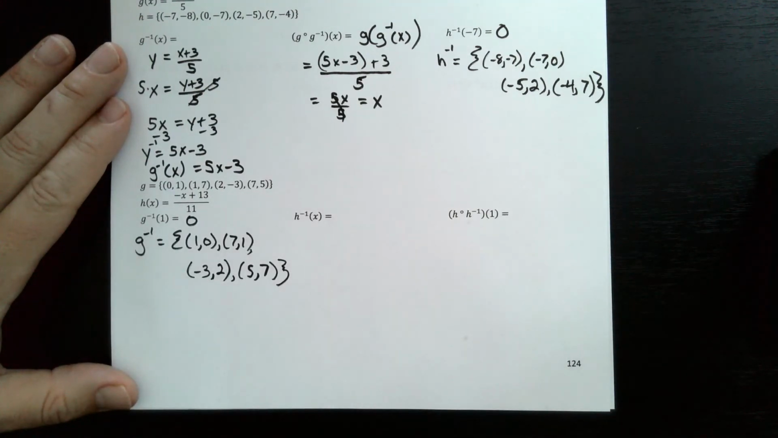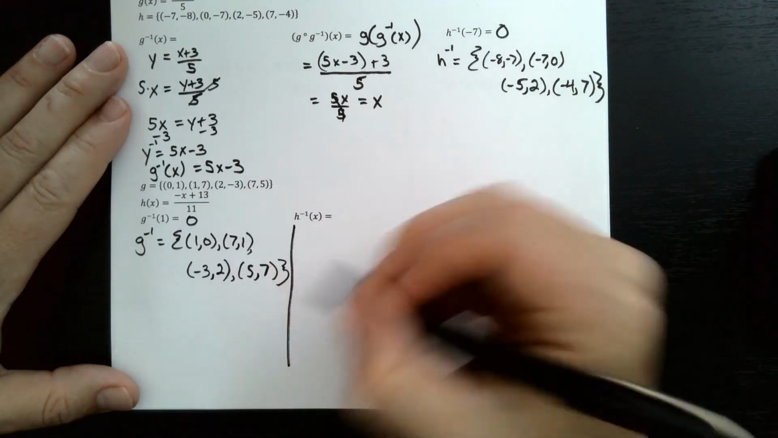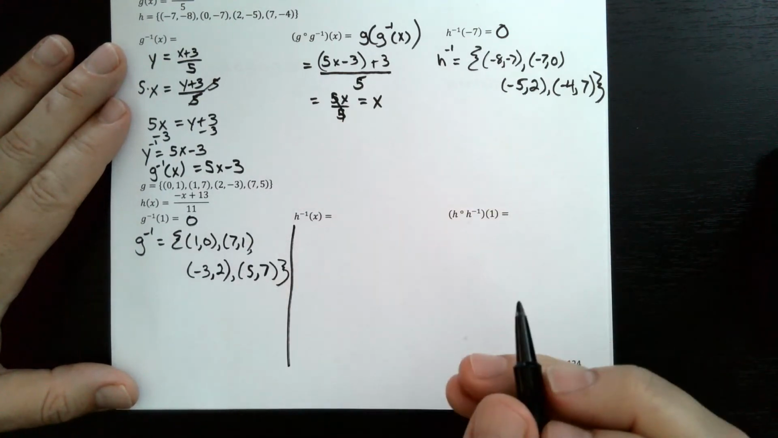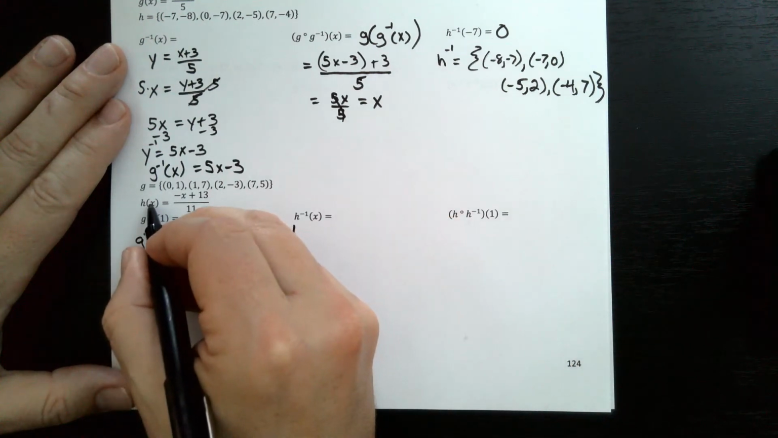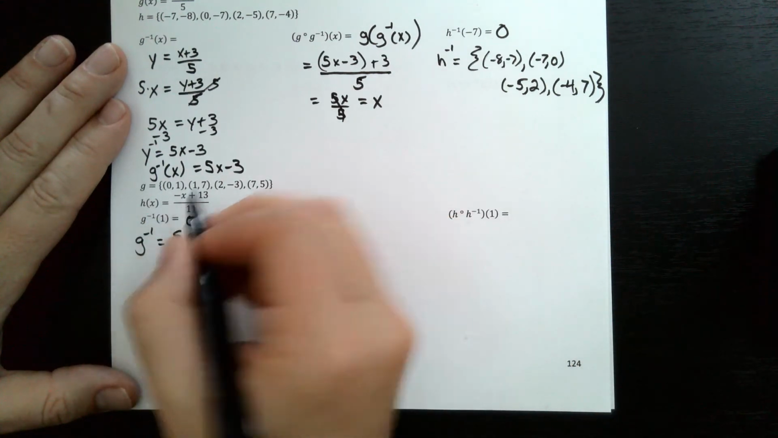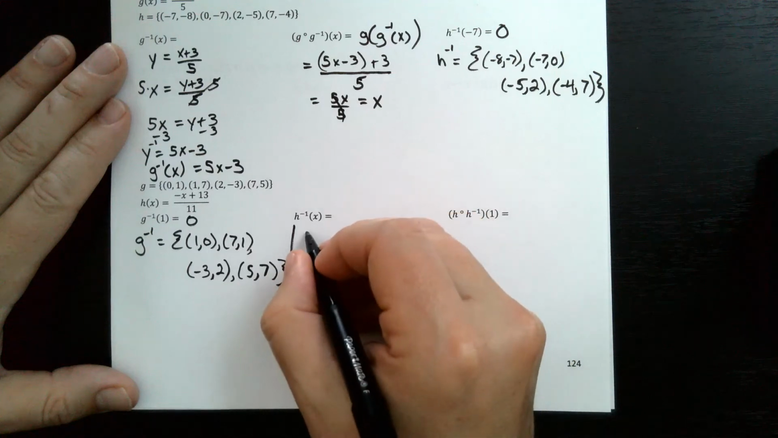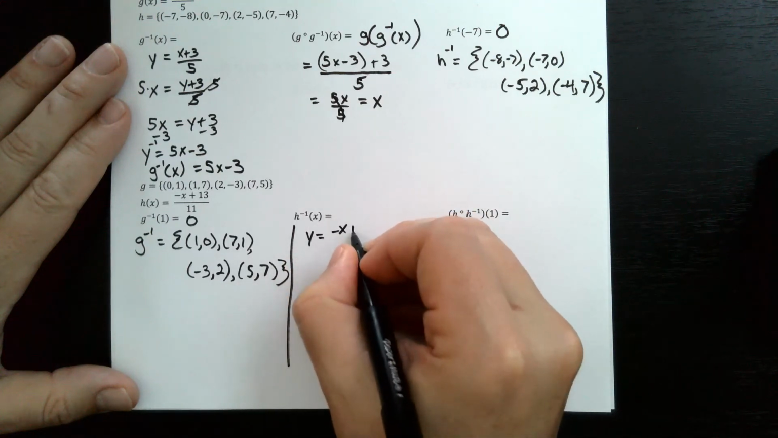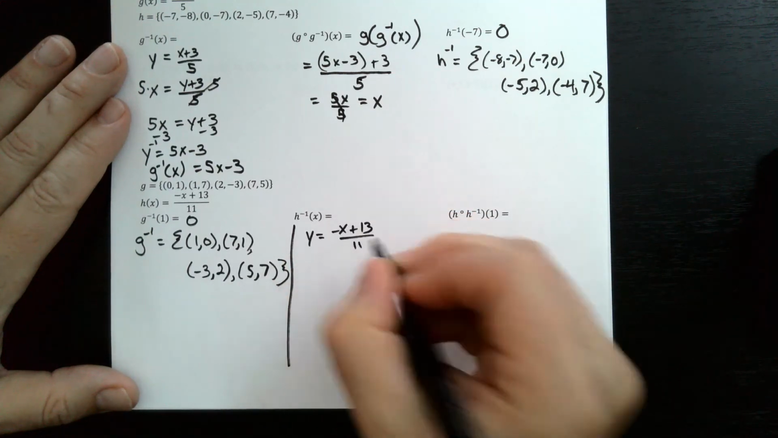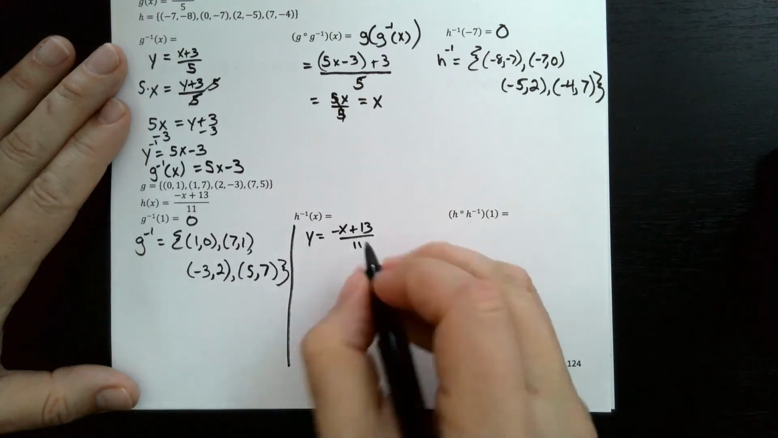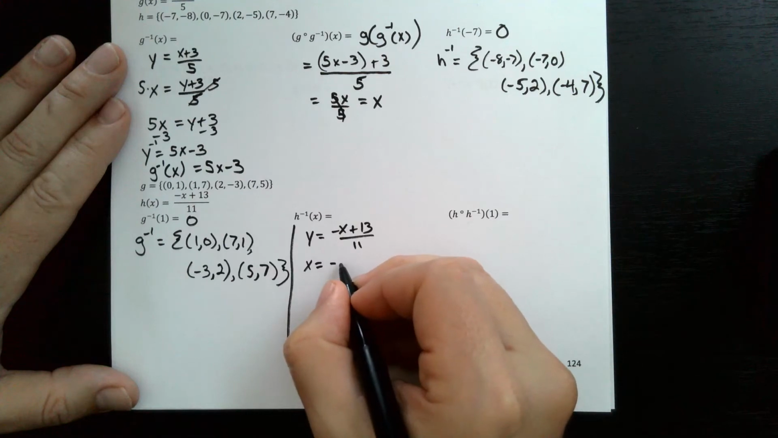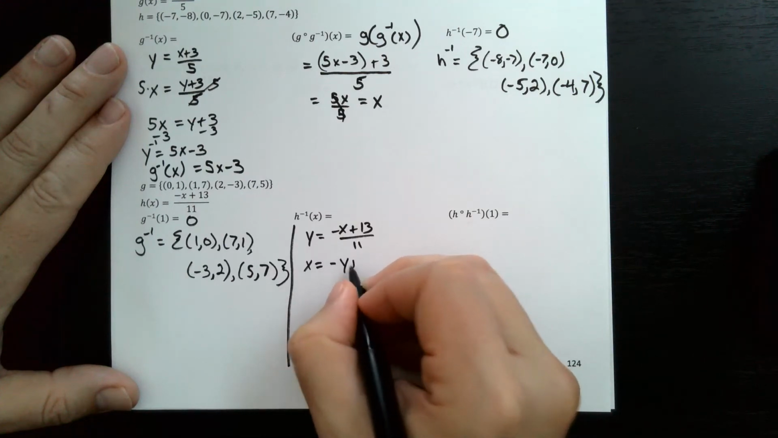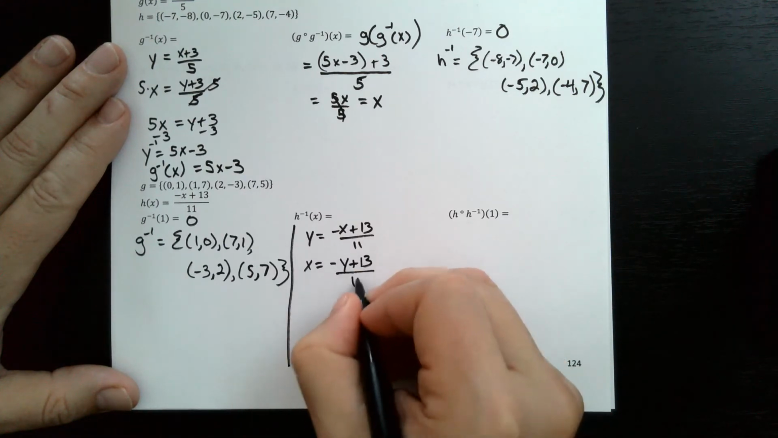Okay. Let's do this one. It says find h inverse of x. Okay, so we will rewrite this as y is equal to this stuff. So y is equal to negative x plus 13 over 11. And then to find the inverse, we switch the x and the y. So it's x is equal to negative y plus 13 over 11.